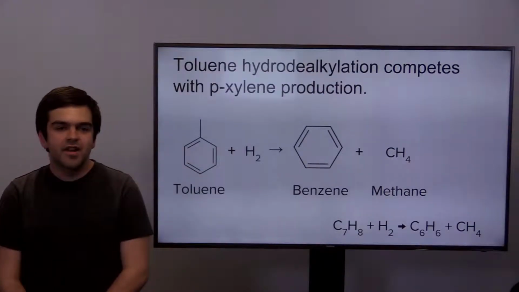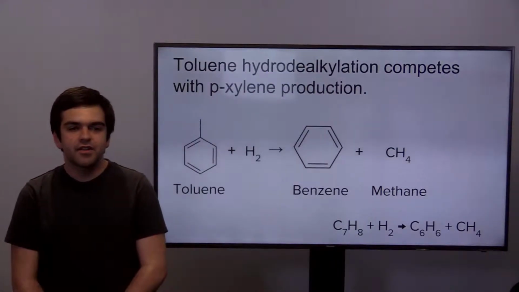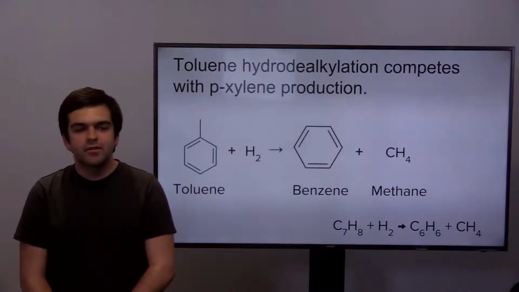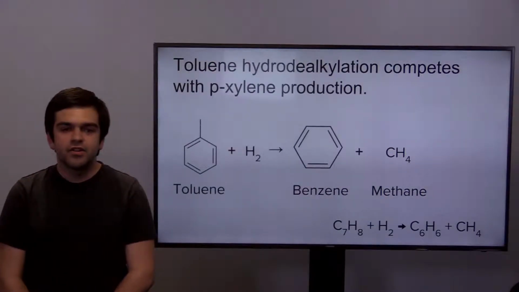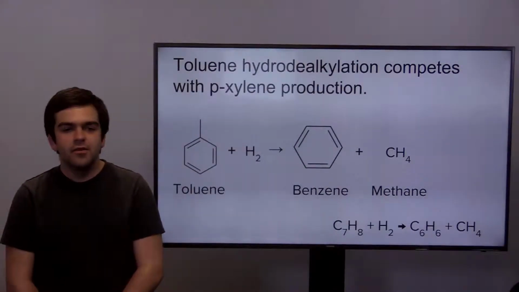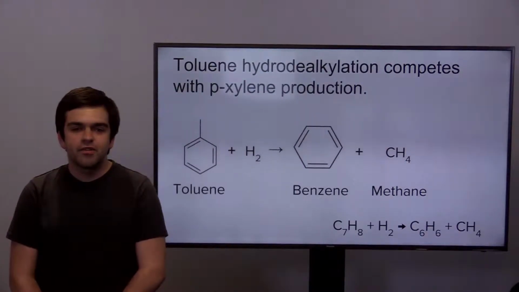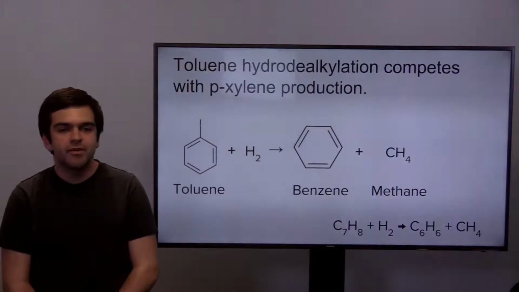However, one of the drawbacks in feeding hydrogen to our reactor is that it can react with toluene in a toluene hydrodealkylation reaction, which produces benzene and methane, which are both wastes, and it therefore competes with paraxylene production.